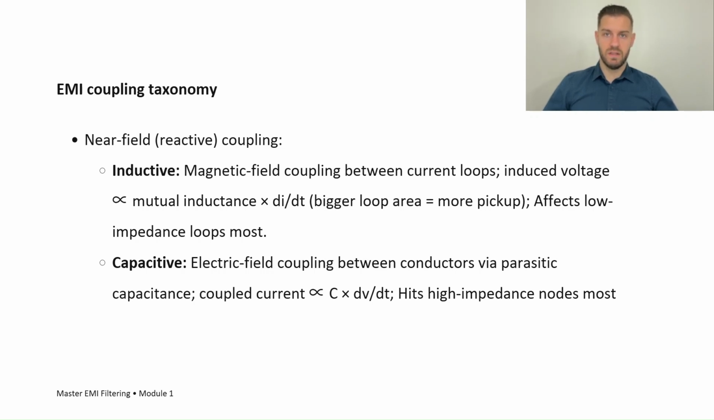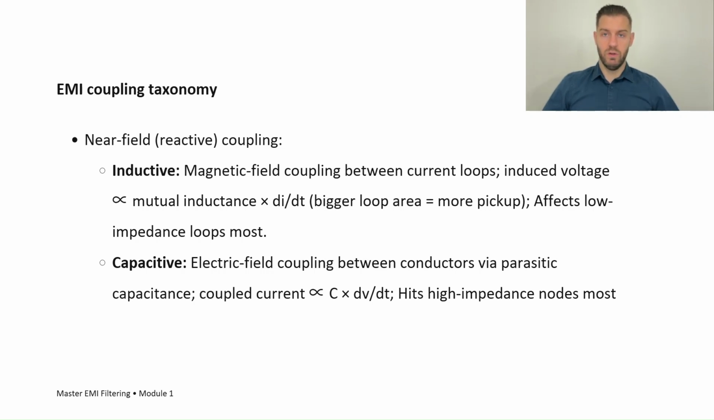Inductive coupling is nothing but magnetic field coupling that happens between different current loops, or between, for example, a transformer to nearby electronics. And basically, the induced voltage due to that coupling is proportional to the mutual inductance multiplied by dI/dt. In other words, the bigger the loop area, the more pickup there is. That affects low impedance loops the most.